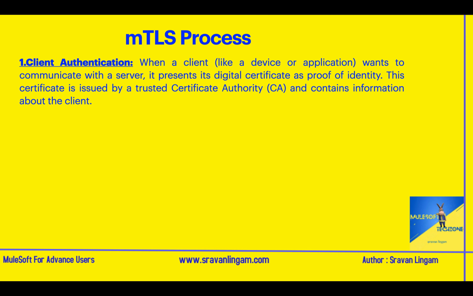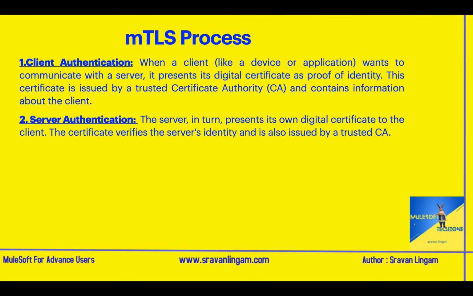So the first thing is client authentication. When a client or our application wants to communicate with a server, it presents its digital certificate as proof of identity, and this certificate is issued by a CA authority and contains information about the client. Second thing, server authentication. The server in return presents its own digital certificate to the client. The client verifies the server's identity, which is also issued by the CA.